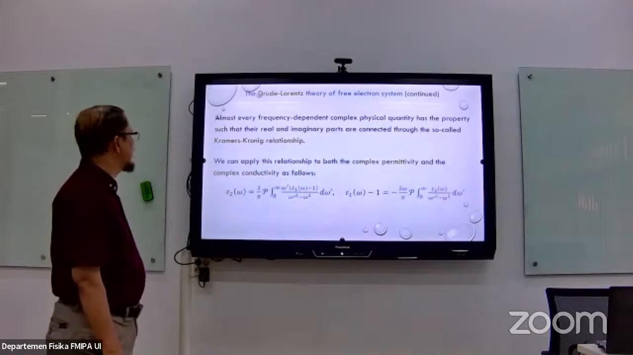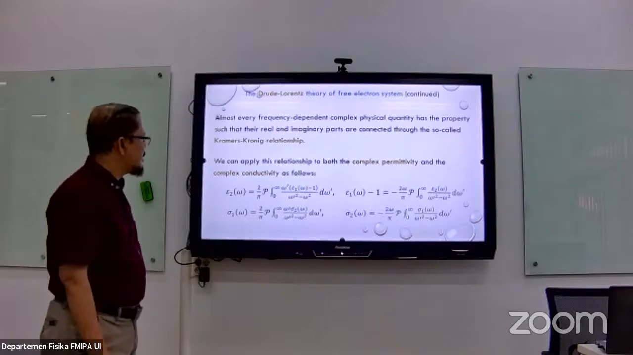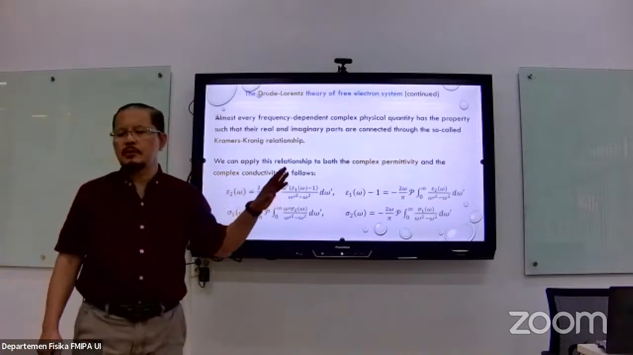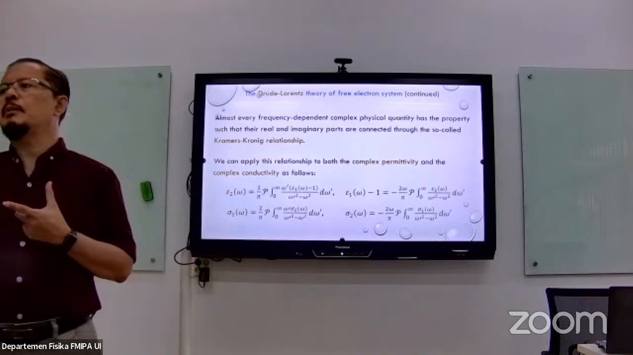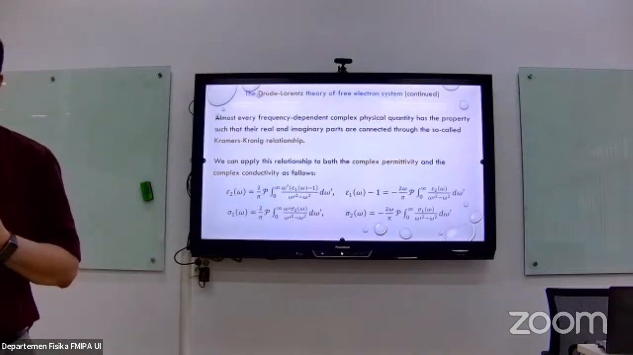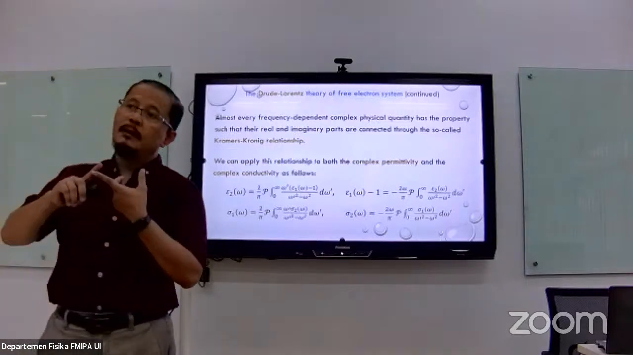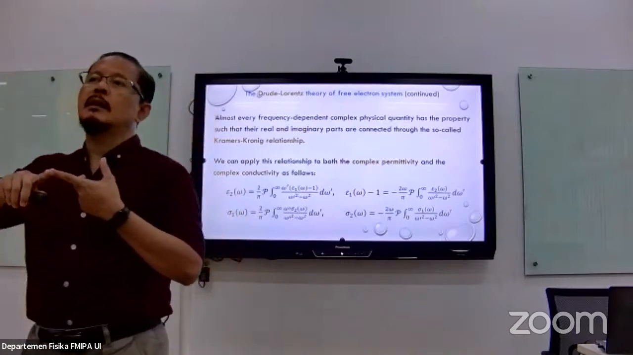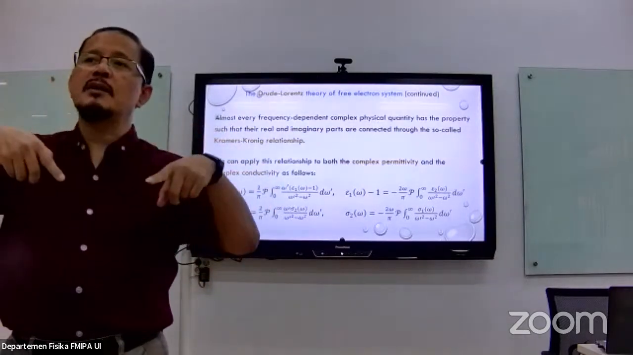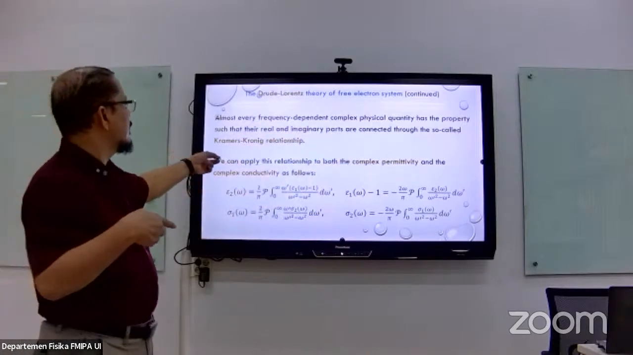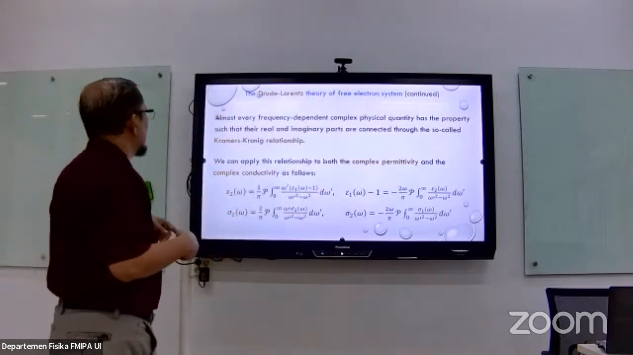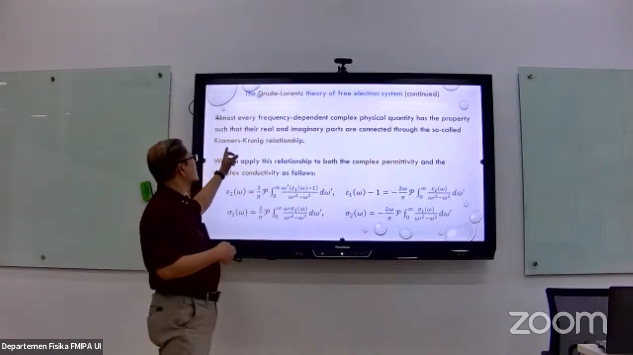Okay, this is just some additional material. Although I've shown you how to obtain both real and imaginary parts of epsilon, theoretically, if we already obtained one, then we can obtain the other one, because those two quantities, real and imaginary parts of physical quantities, are related through what we call the Kramers-Kronig relationship.